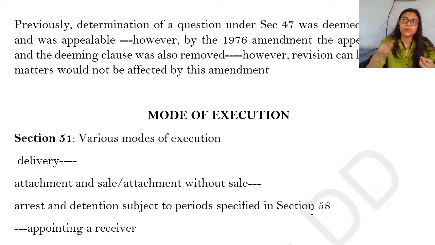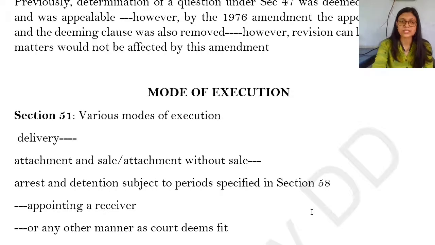Now let's see and understand how execution will be effected. So what are the different modes of execution is the next topic. The modes of execution have been dealt with under section 51. We see that delivery, attachment and sale or attachment without sale, arrest and detention subject to the period specified in section 58, appointing a receiver, or any other manner as a court deems fit, are the different modes of execution as has been stated under section 51.